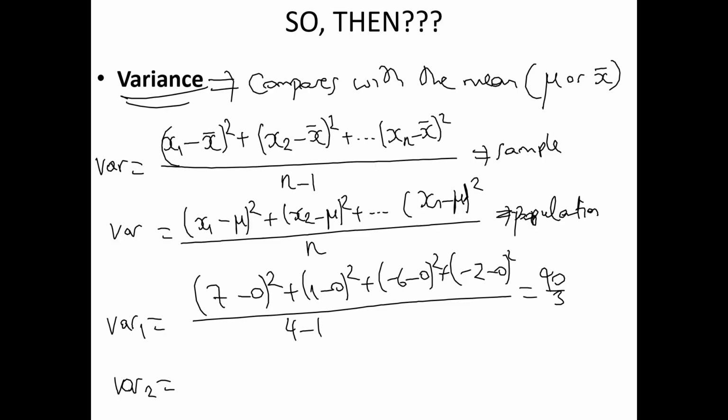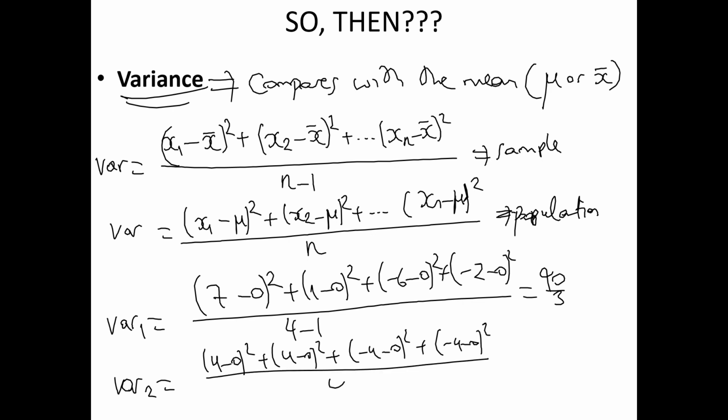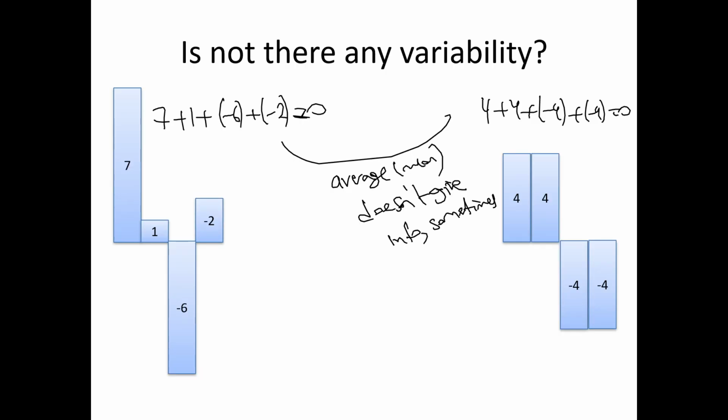For the second one, we'll do the same: 4 minus 0 squared plus 4 minus 0 squared plus -4 minus 0 squared plus -4 minus 0 squared. Again, it will be divided by 4 minus 1. So it will be 16 times 4, which is 64 divided by 3. As you can notice, the variance in 1 is greater than the variance in 2. So it means that the first one has more variation, as the name says.